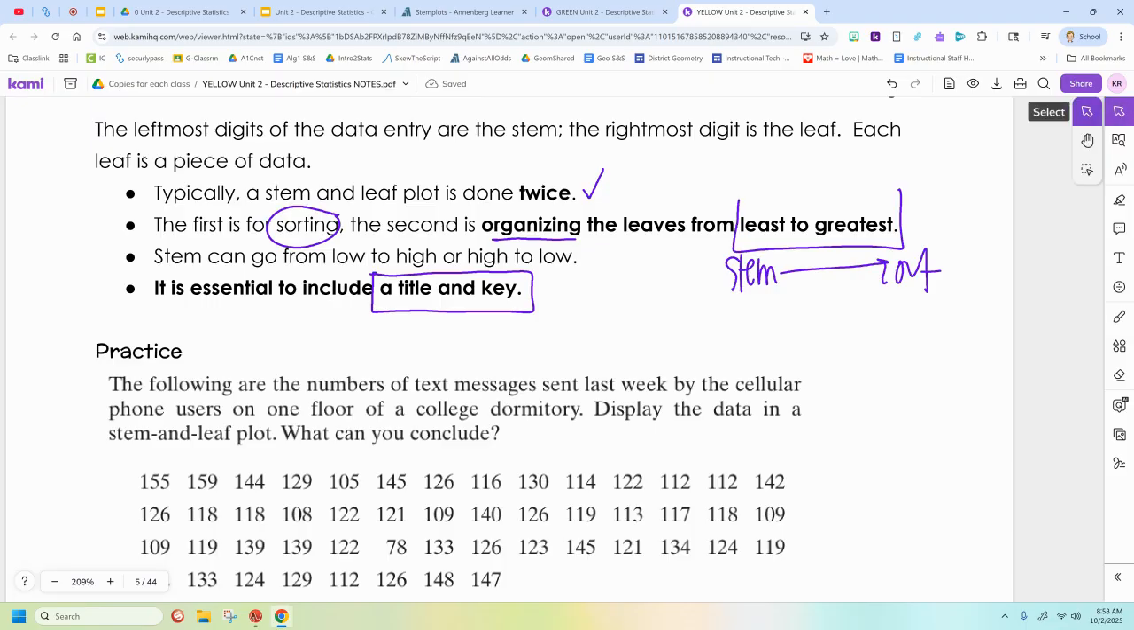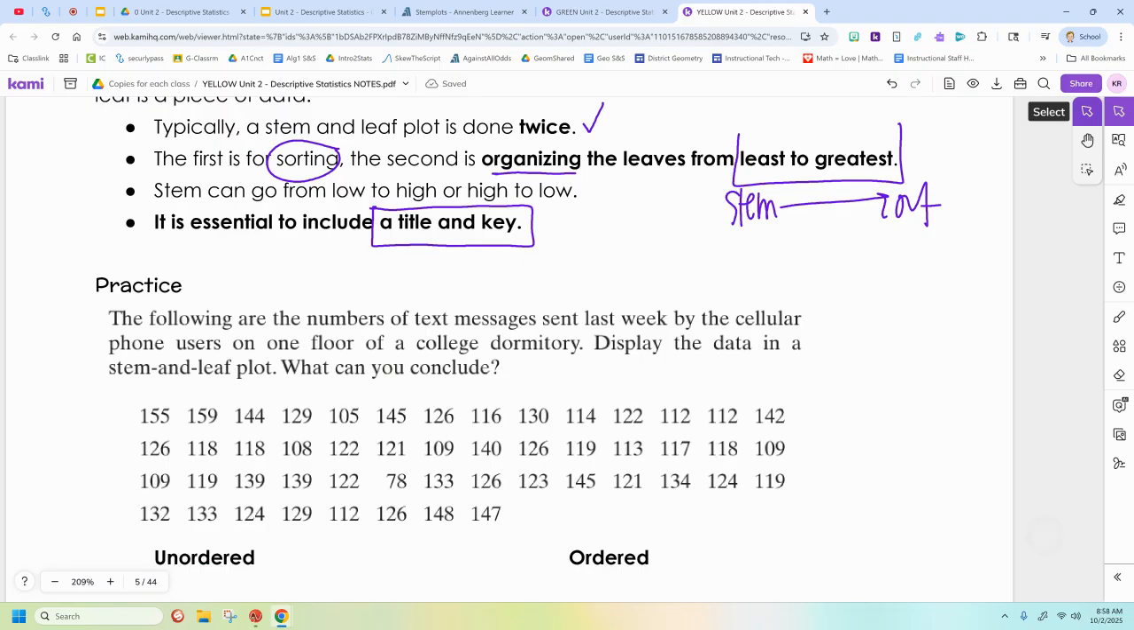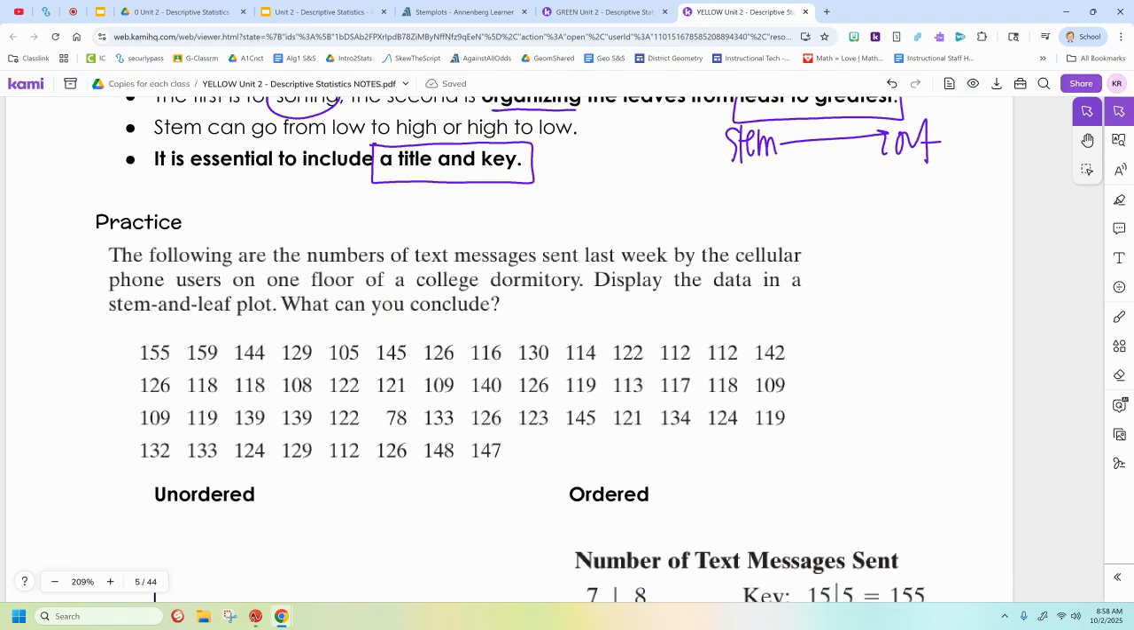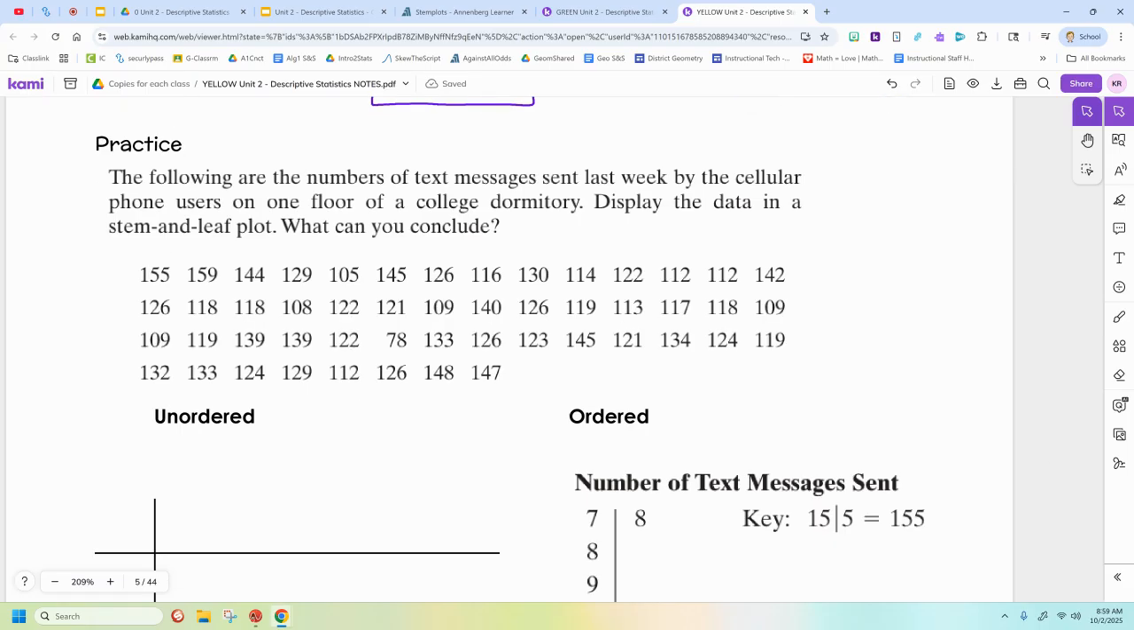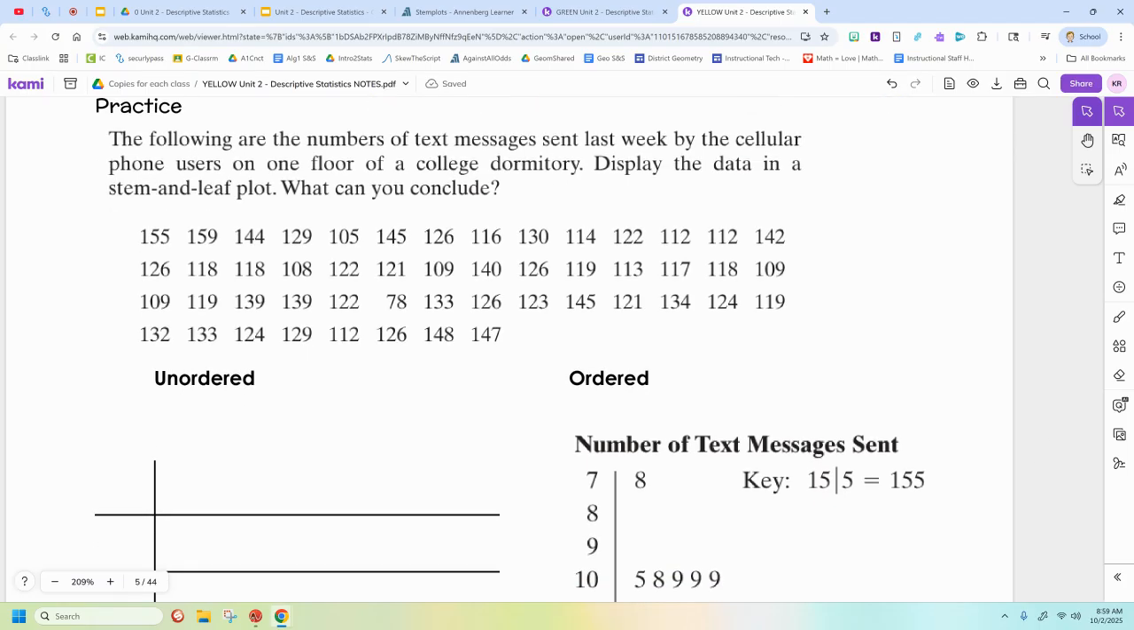All right, so here is an example, and of course these numbers are not realistic to today's cell phone behavior, but it says the following are numbers of text messages sent last week by the cellular phones used on one floor of a college dormitory. I feel like this would just be sent in 1 hour. Display the data in a stem-and-leaf plot. What can you conclude? We're just going to start with the unordered one, and then I have the finished one ready for you.